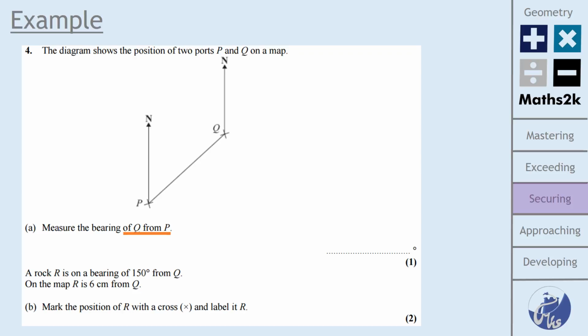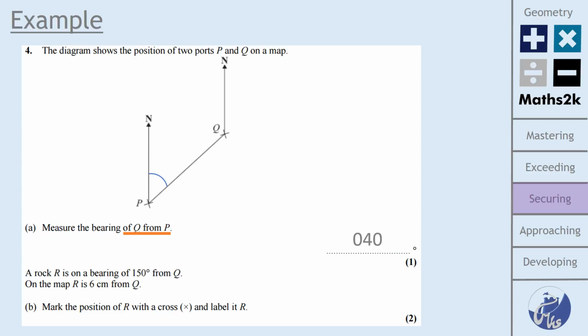So in this case, the bearing of Q from P means we're actually starting at point P. That's where we're going to begin. And we want to get the bearing to get to Q. Now, because of the way bearings work and following the rules, you have to measure clockwise from the north. So that means we want this angle here. We started north, went clockwise until we're facing where Q is, and then we'd measure that angle.